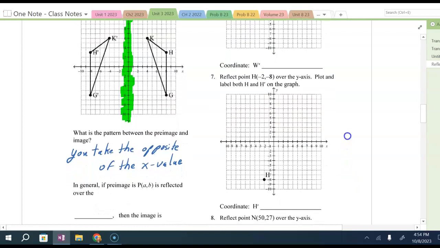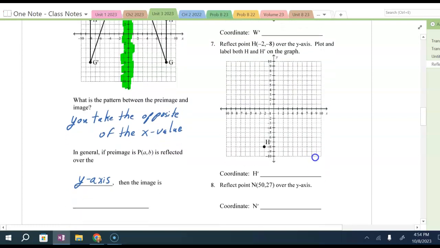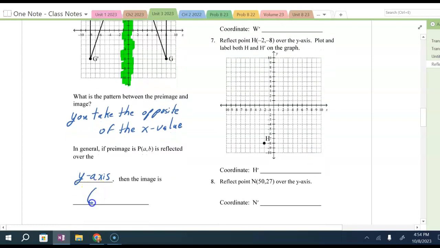And I know some of you like formulas, so if you have the point (A, B) and it's reflected over the y-axis, in order to do that, you're going to take the opposite of the x value, so I'll denote that (-A, B). Again, I read that opposite A, comma, B.